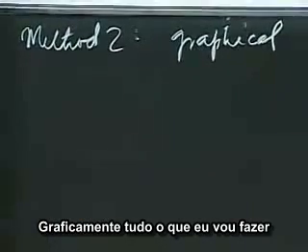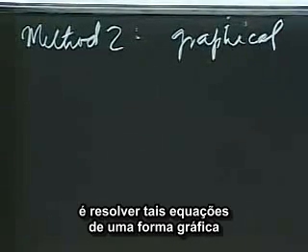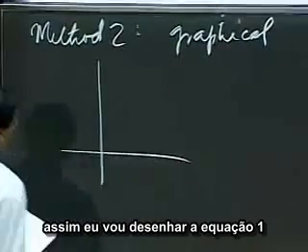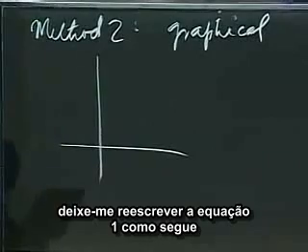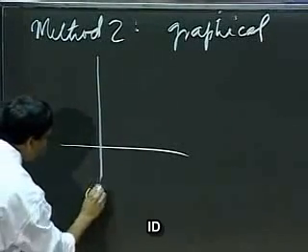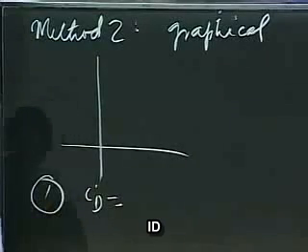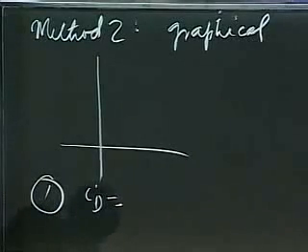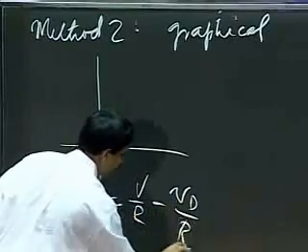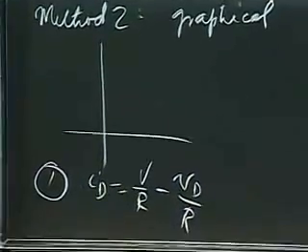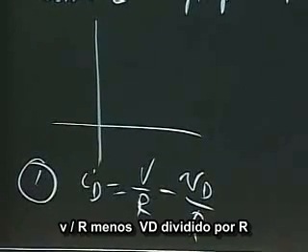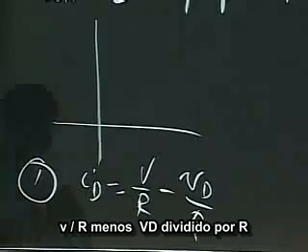So graphically, all I'm really going to do is solve those two equations graphically. So I'm going to plot equation 1. Let me rewrite equation 1 as follows. ID is V divided by R minus VD divided by R.